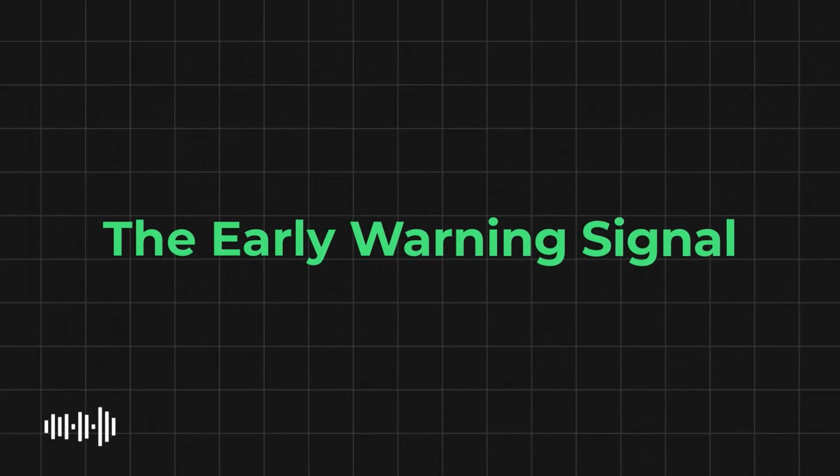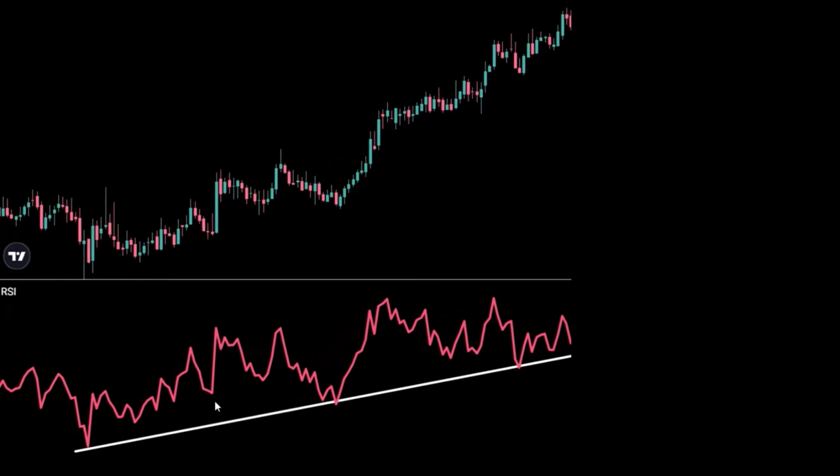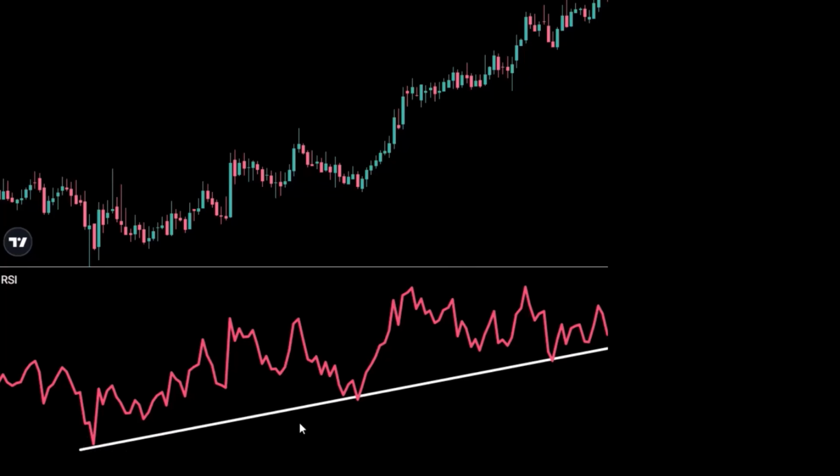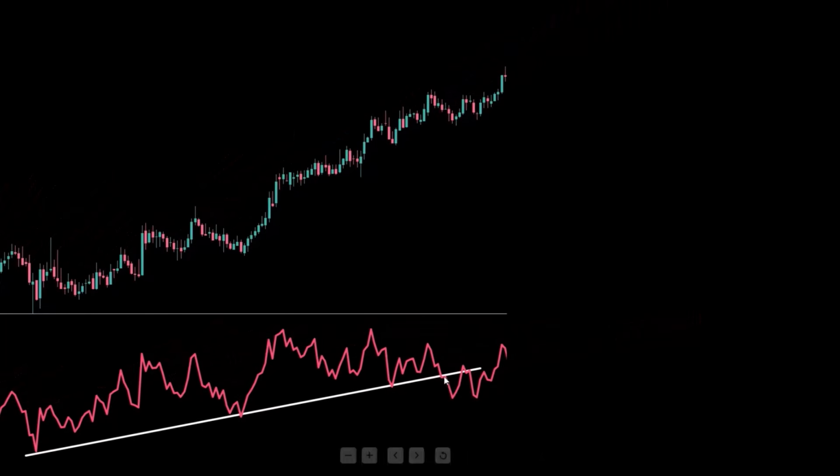The early warning signal. Now let's see what happens when an RSI trend line breaks. On the chart, you may notice that RSI respects a trend line for some time. The indicator touches the line and continues moving in the same direction, showing that the momentum is still strong. But eventually, the RSI may break that line. Here is the interesting part.